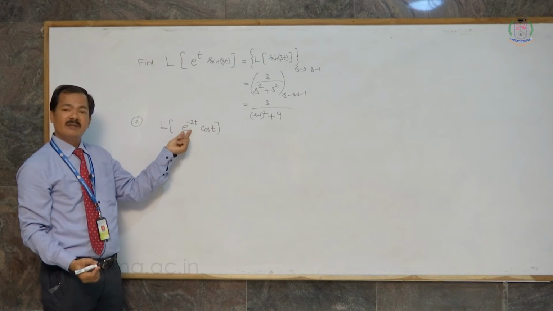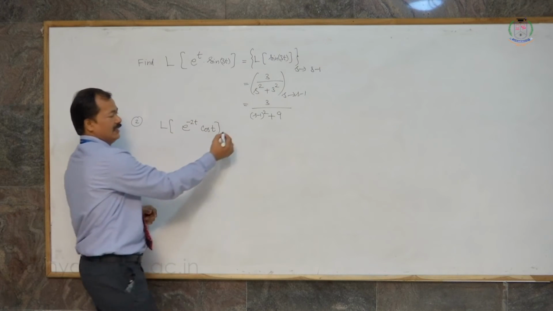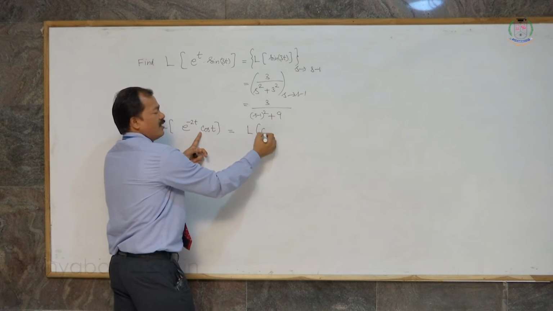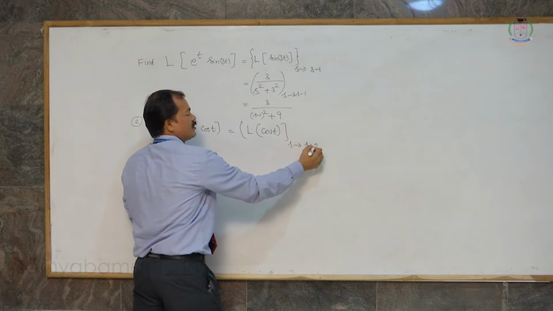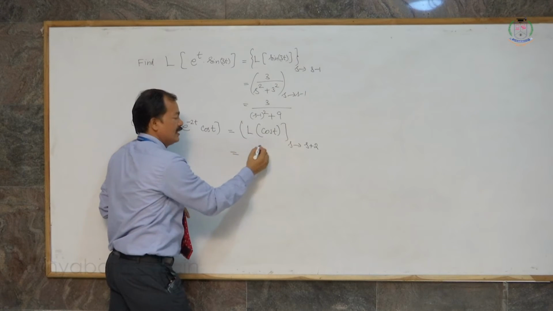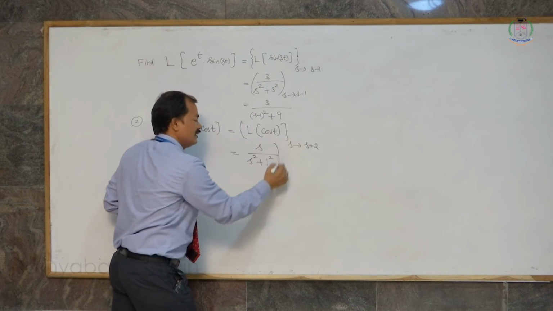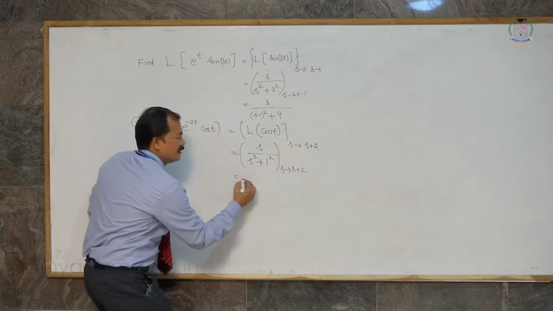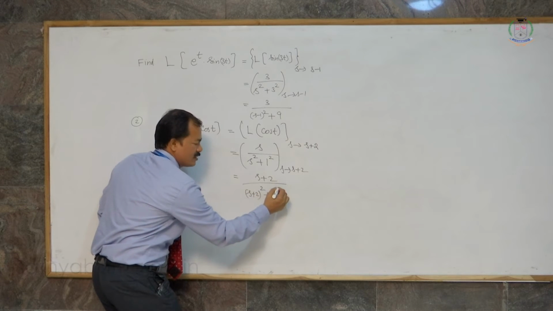It is of the form e power minus at into f of t. Laplace transform of e power minus at f of t is equivalent to Laplace transform of cos t, replacing the parameter s by s plus 2, because a is minus 2. Laplace transform of cos t is s upon s square plus a square, a is 1 here, replacing s by s plus 2. We get s plus 2 upon s plus 2 the whole square plus 1 square.